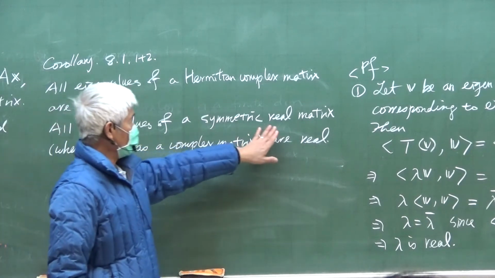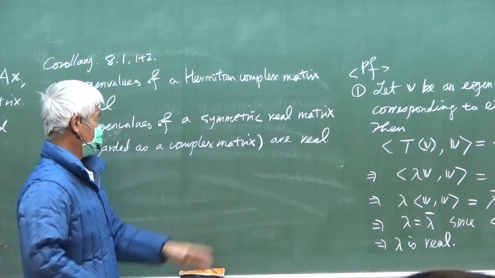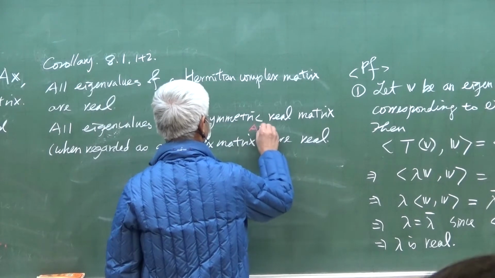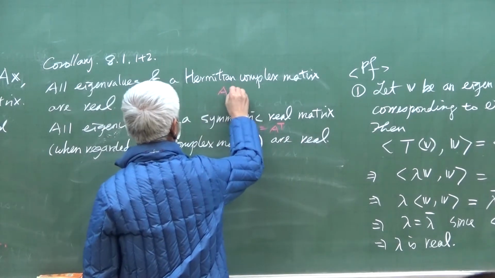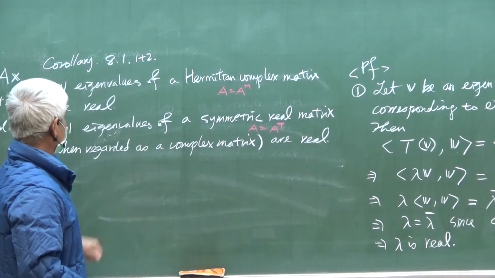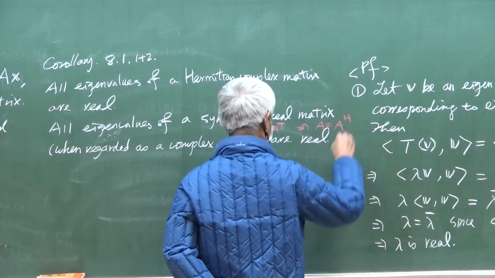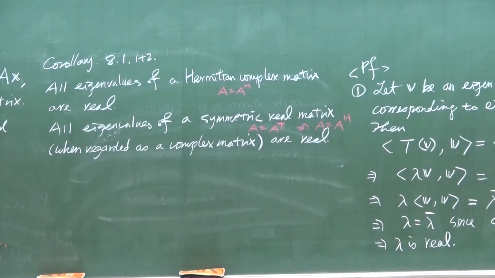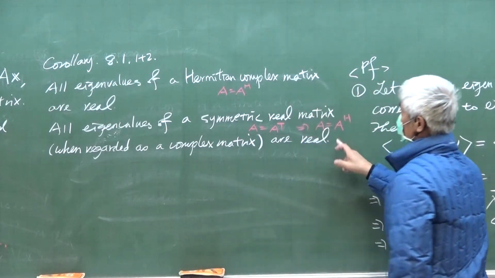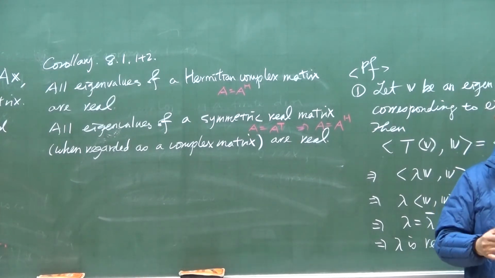So you can regard a real matrix as a complex matrix, and then you will have complex eigenvalues, of course. But for a symmetric real matrix, symmetric means that A is equal to A transpose. Hermitian means A equals A Hermitian. So this implies that A equals A Hermitian, because A is real, so if you put the conjugate, you will not affect anything. So all eigenvalues of these two types of matrices are real. Any questions?